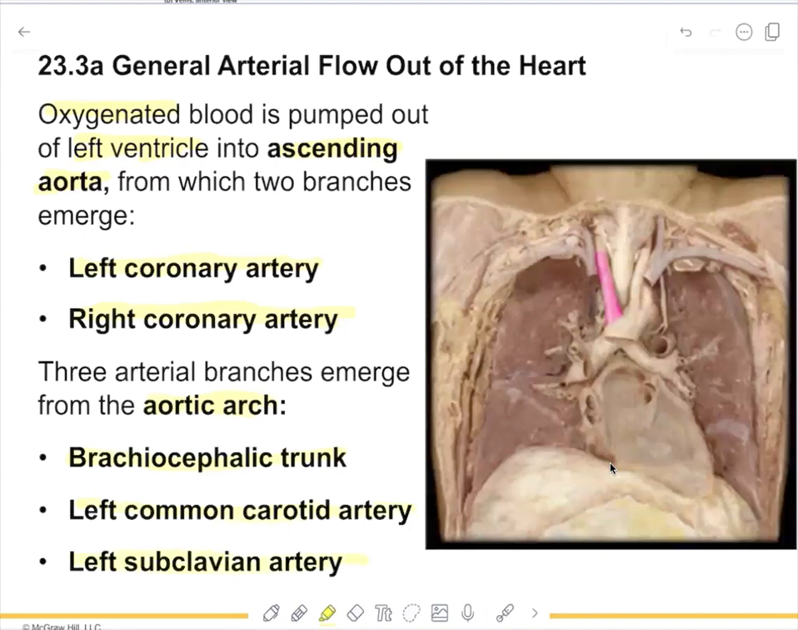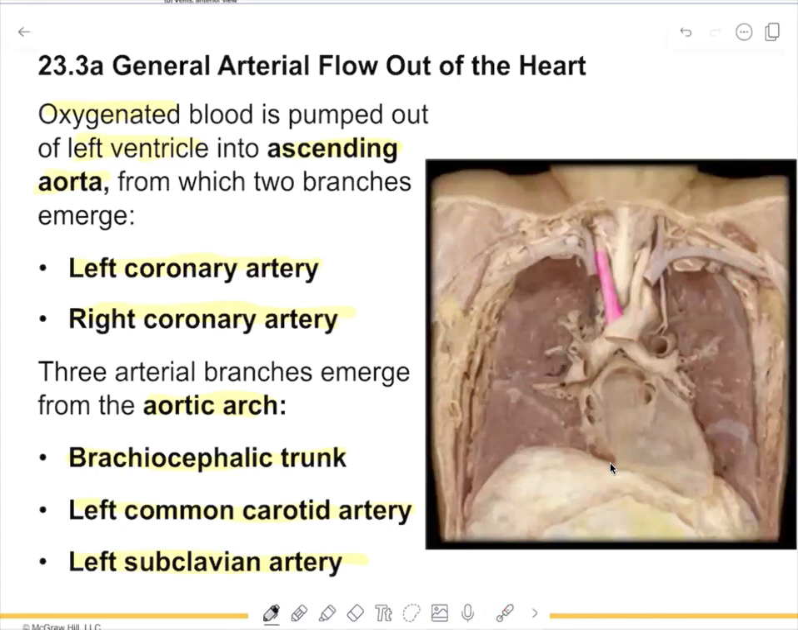A lot of times when you look at the names of blood vessels, you can kind of figure out where they go to. So the brachiocephalic trunk leads to the arm and the head. The left common carotid artery leads to the left side of the head. The left subclavian artery leads to the left side of the shoulder region and is going to continue to branch out. This would be the left subclavian artery, where I have the laser pointer.